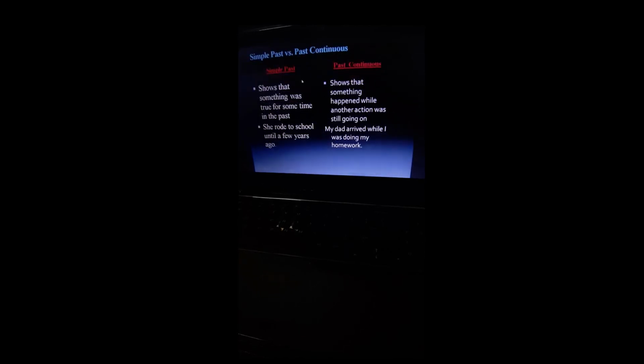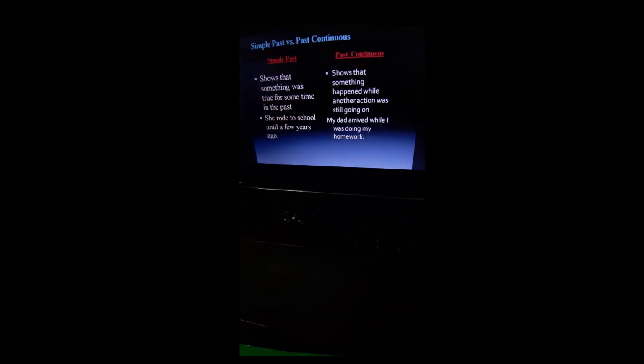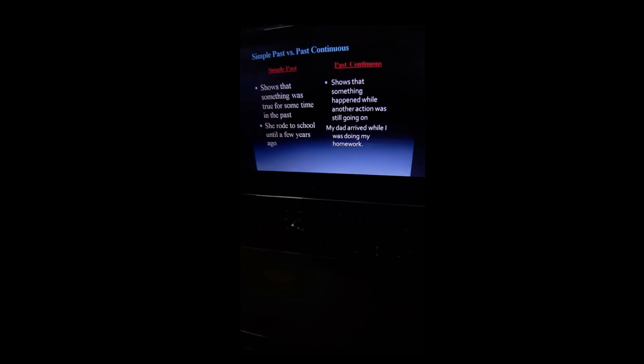Next, simple past shows that something was true for some time in the past. Example: she rode to school until a few years ago. Here, the base form is ride, and the past form is rode. And past continuous shows that something happened while another action was still going on. Example: my dad arrived while I was doing my homework. So it shows that something happened while the action was still going on in the past.